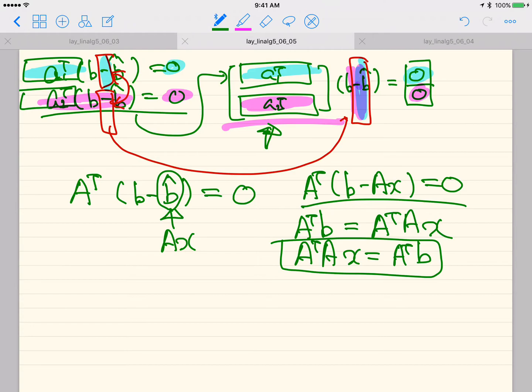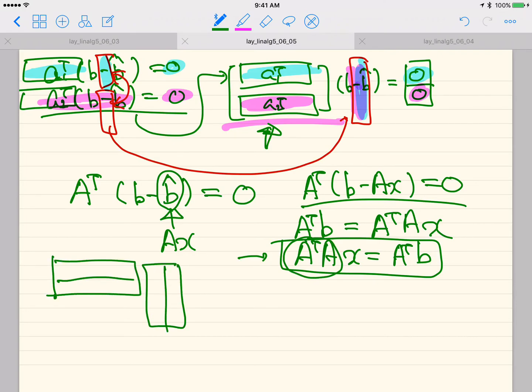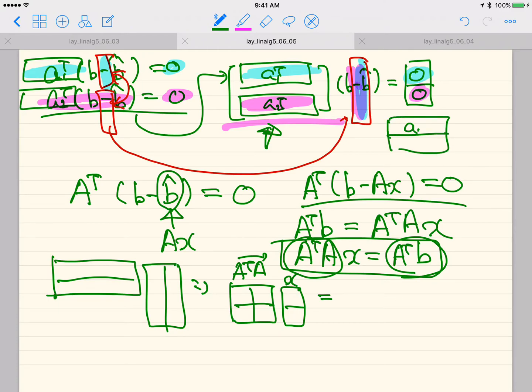And let's think about the size of this equation. A transpose A will be like this, so it becomes just a 2x2 matrix. And then we have one unknown variable x, right? Then what about the right-hand side? The right-hand side is just A transpose times B. In this case, A transpose times B is A1 transpose, A2 transpose, times some vector B. This is the vector outside of our span, outside of our column space.